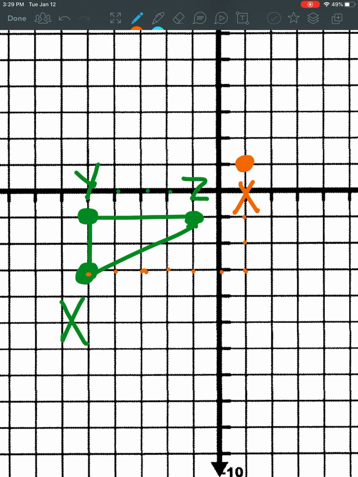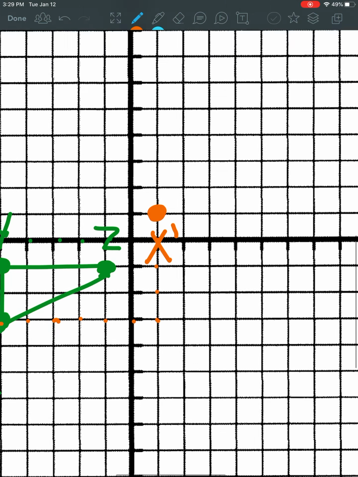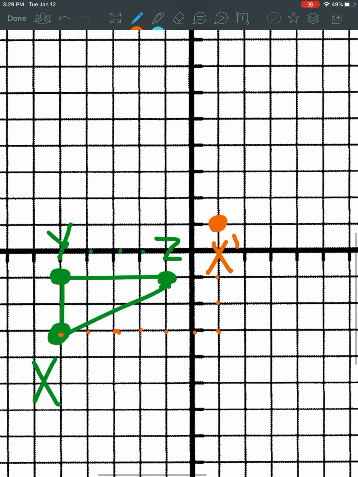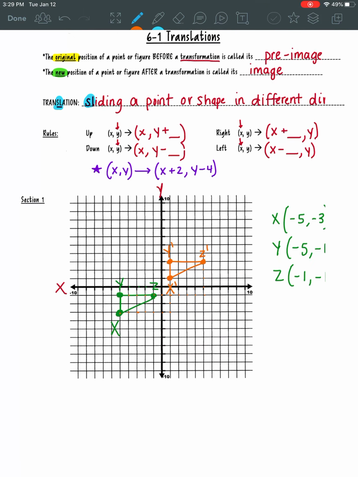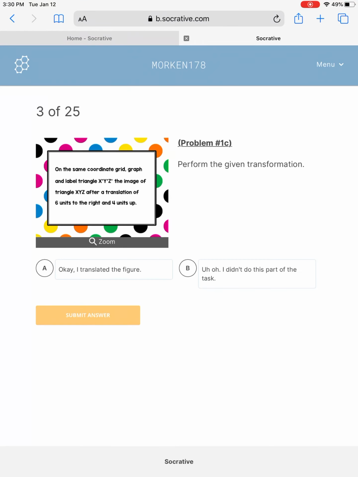point X. But instead of labeling it just X, because we already have a point X, I'm going to put an apostrophe there. Now it's a new point for X. And we're going to do this for all 3 of those points. So I'm going to go to Y and go 1, 2, 3, 4, 5, 6 to the right, up 1, 2, 3, 4. Here's my new point for Y, so I put Y apostrophe. And Z, 1, 2, 3, 4, 5, 6, 1, 2, 3, 4. There is Z, and I'm going to draw that triangle as well.